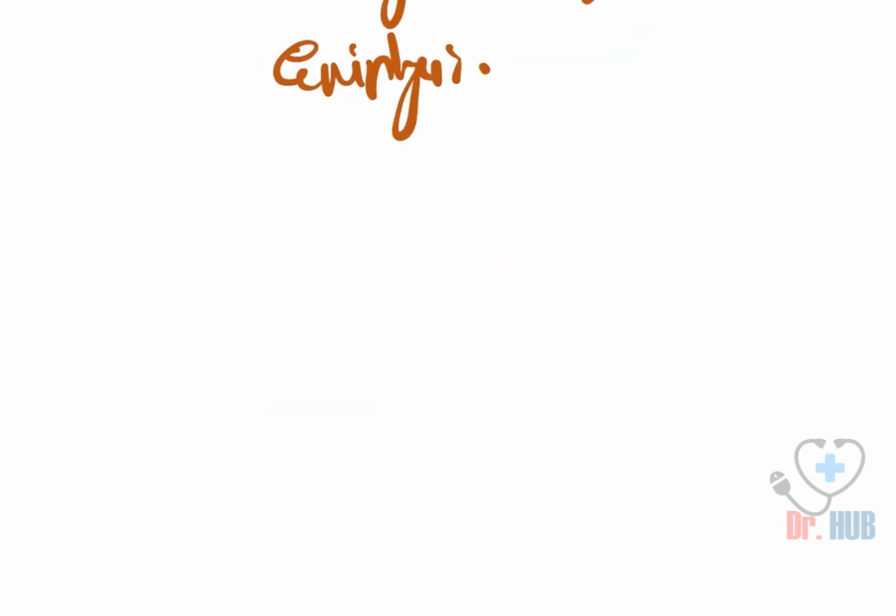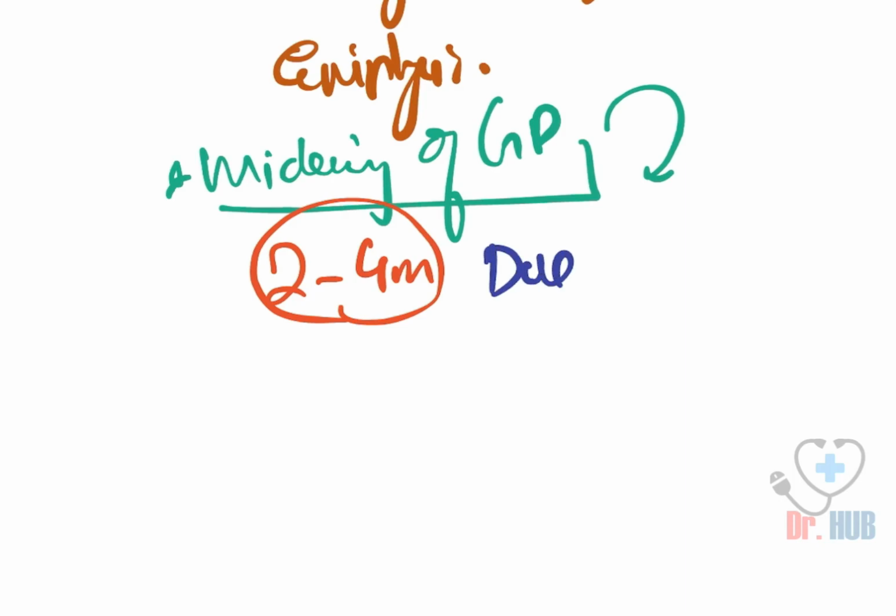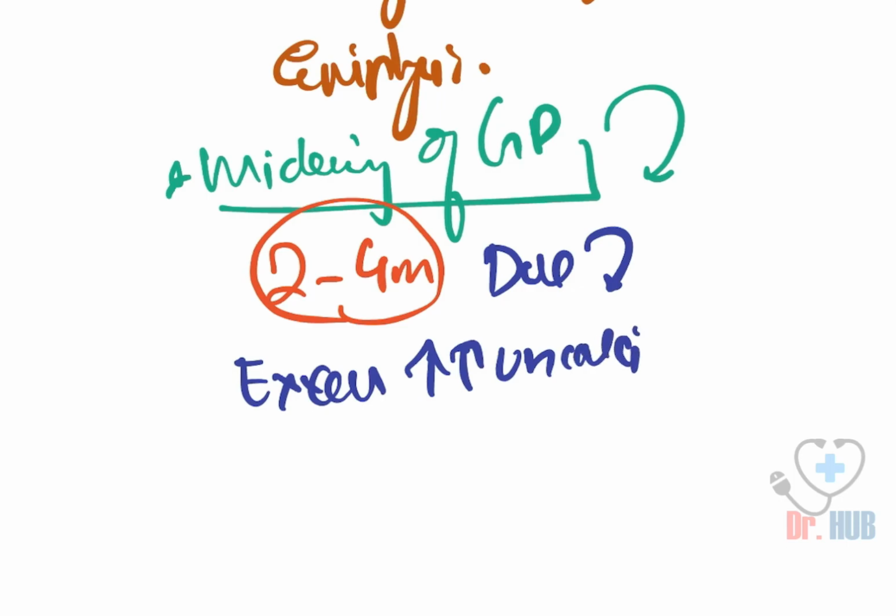Next, there is widening of the growth plate. So what is the normal growth plate size? Normal growth plate size is about 2 to 4 mm. So it is increased in the case of rickets. And what is this due to? This is due to the excessive accumulation of the uncalcified osteoid at the growth plate.